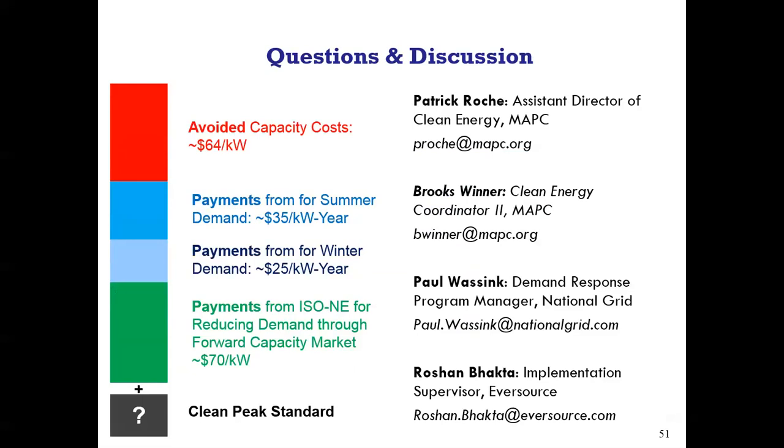We just got a question on, is there a reason why MAPC, Eversource, and National Grid aren't running a uniform peak notification system? I think that's a good question. It's something that we'll probably explore a little more after this year.